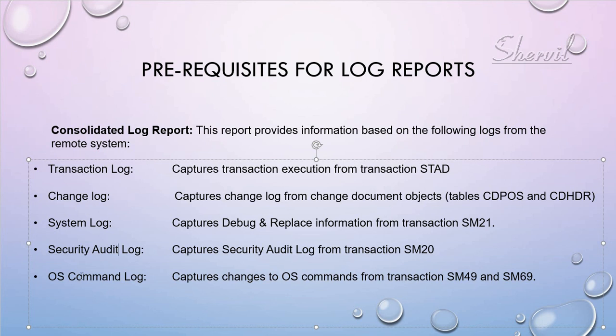Okay. And the last one that you have for reporting logs is the OS command log, right? So in this, the log details are used at the operating system level and are invoked from transactions SM49 and SM69. Okay, so these are the 5 types of logs that get generated.